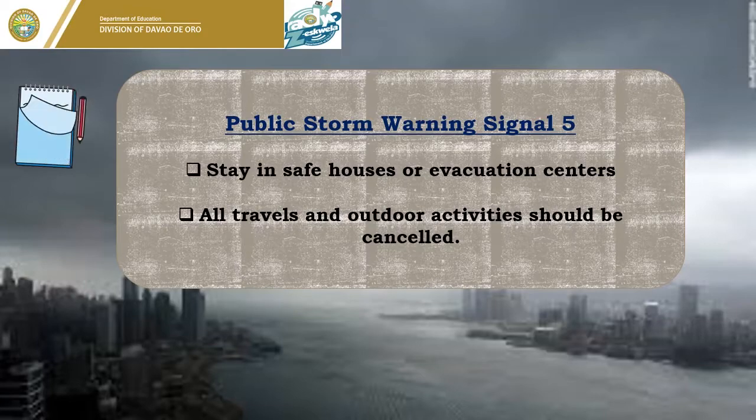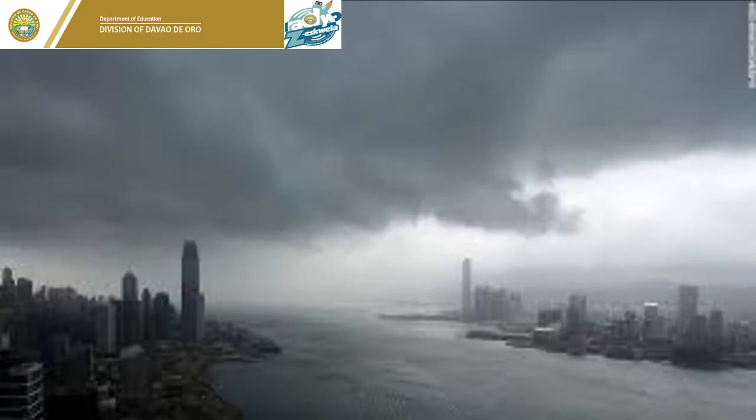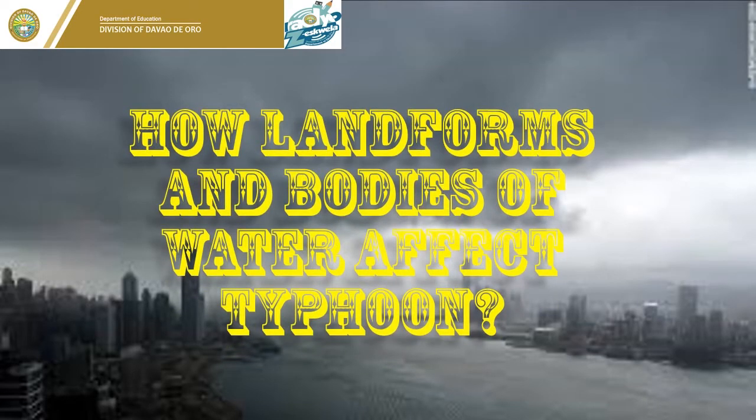There you have it, learners, the things to consider when a typhoon occurs and when authorities raise relevant announcements for security. A tropical cyclone is considered one of the most destructive natural disasters that affects the lives of many people and causes tremendous loss of properties. We are done with the first lesson on the development of typhoons, and we hope that you learned the concepts of how a typhoon forms or develops. Now, let's move on to how landforms and bodies of water affect typhoons.